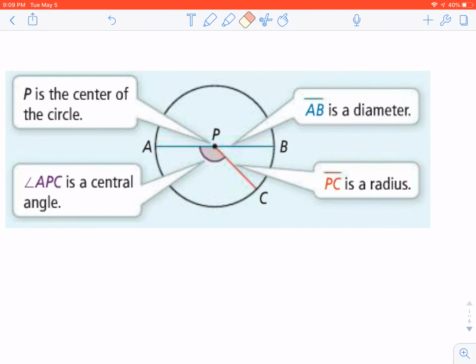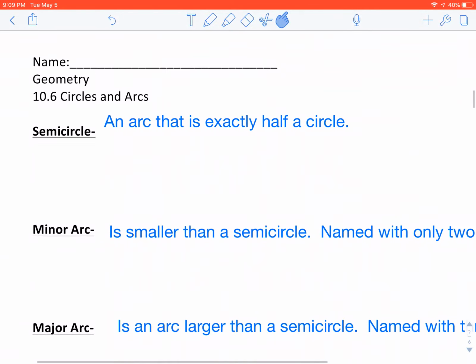Little diagram down here to show you the labeling. Angle APC would be a central angle. P is obviously the center of the circle. AB is a diameter. It passes through the center and has endpoints A and B that both lie on the circle. And PC is the radius. It starts at the center and ends on the edge of the circle there. So there's a good picture for you, better than the little drawings I had.